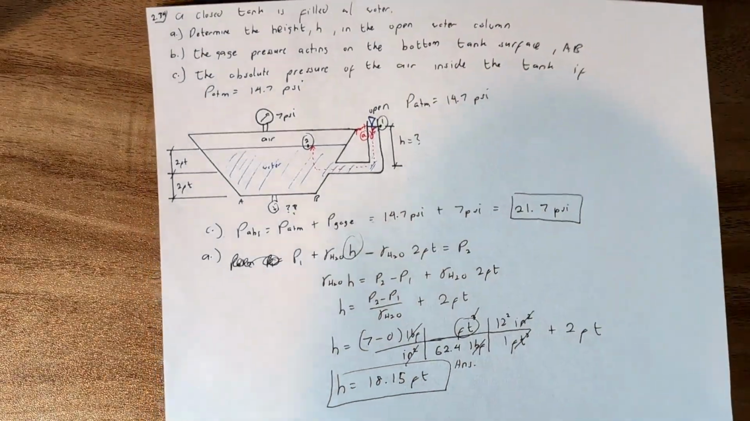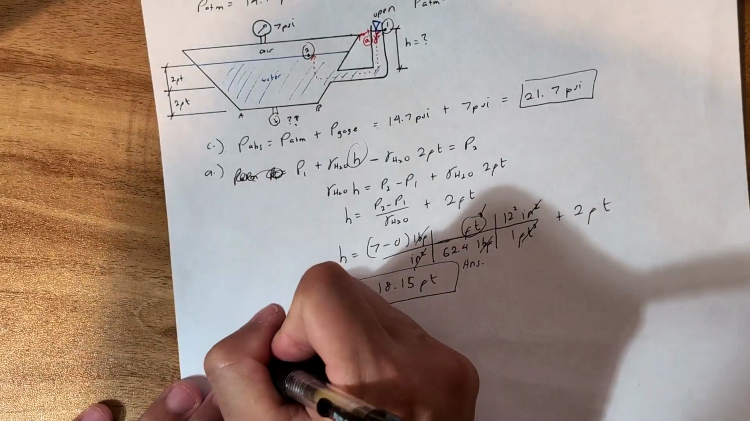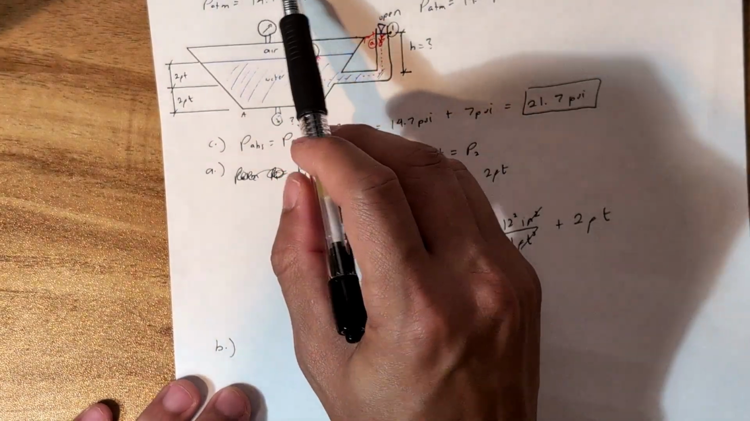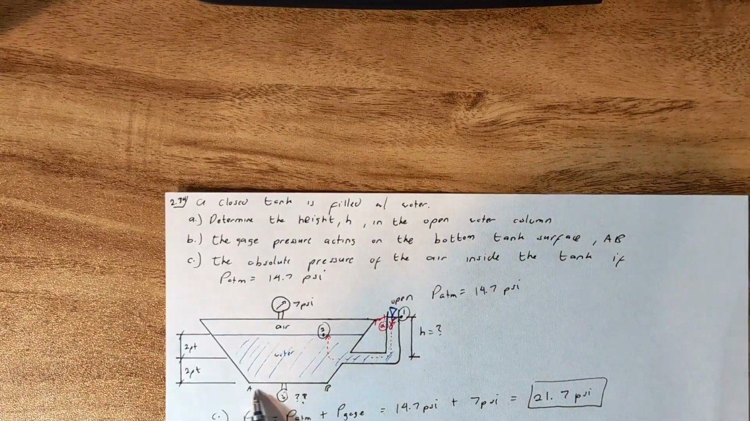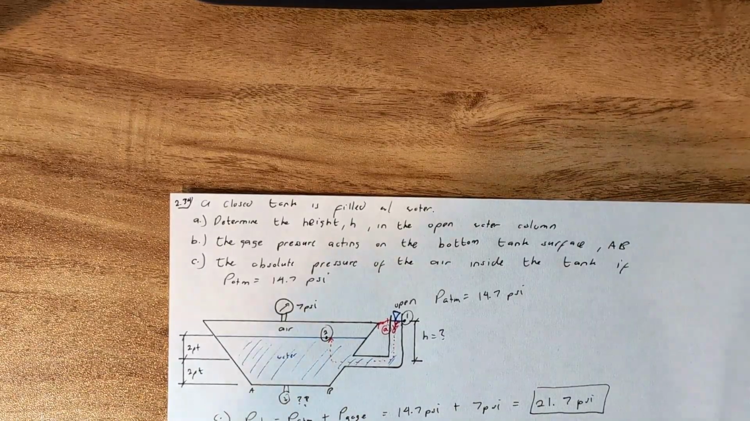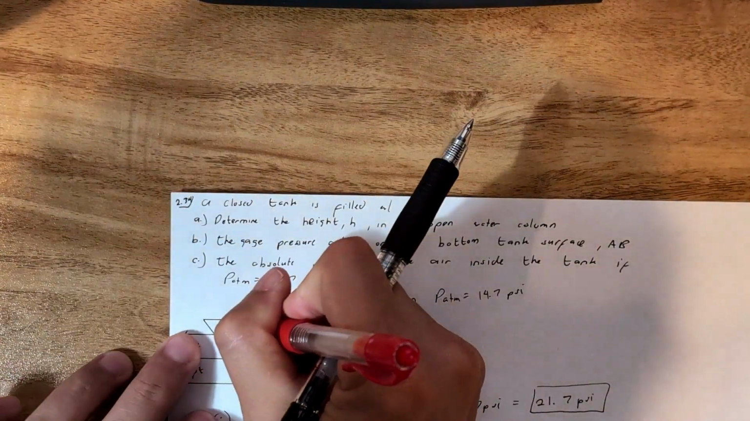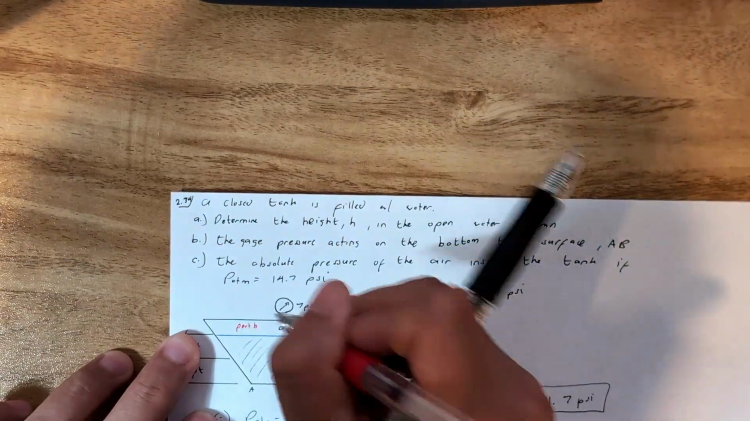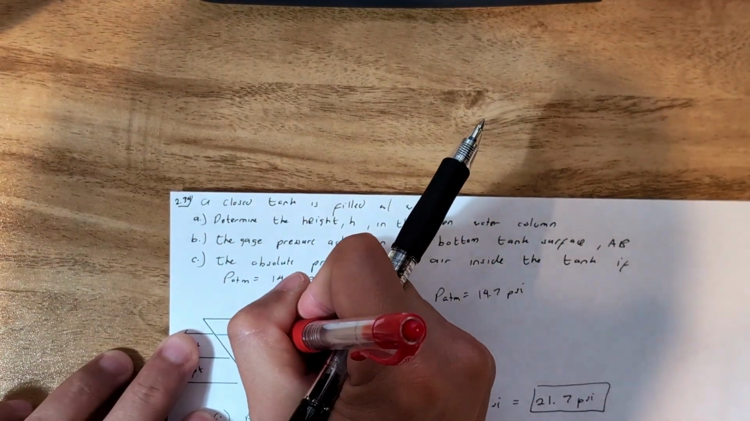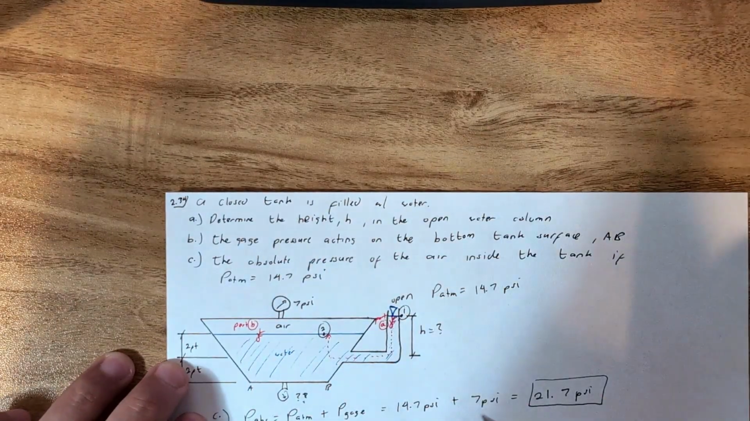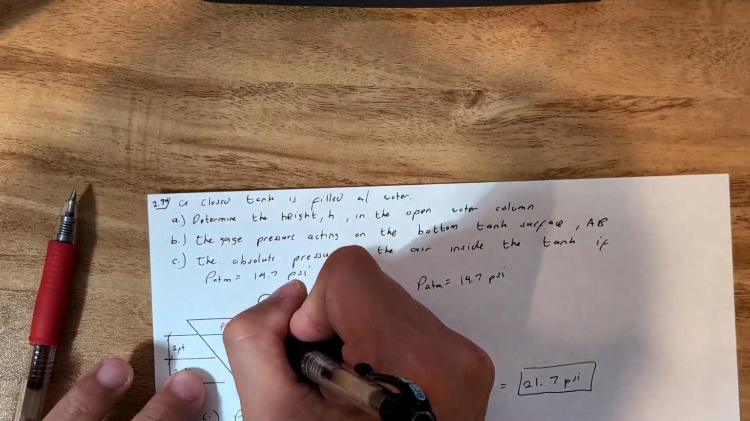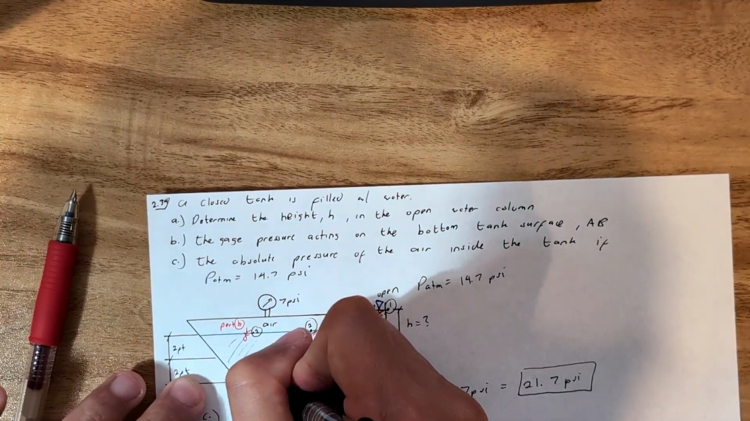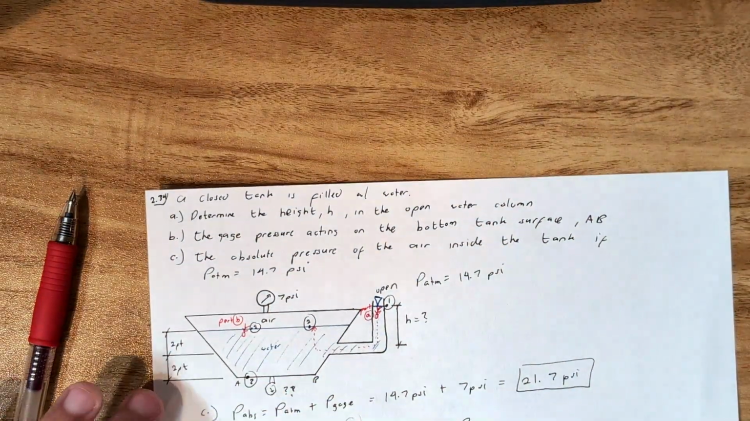Next thing that we want for part B is what is the gauge pressure acting on the bottom of the tank surface? The tank surface. So this surface right here, we want the gauge pressure that's acting at the bottom of this tank. So for part B, we're going to do the swimming technique again. This time we're going to swim down from point 2, where we still are over here, down to point 3. We're going to call that point 3.